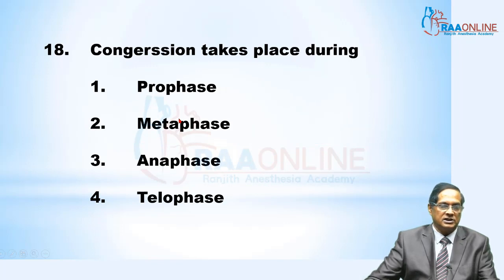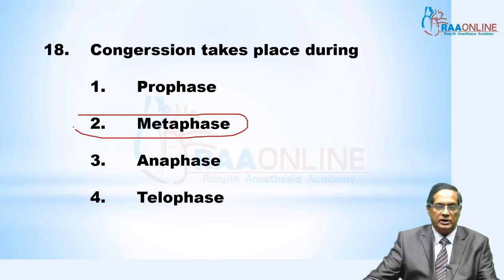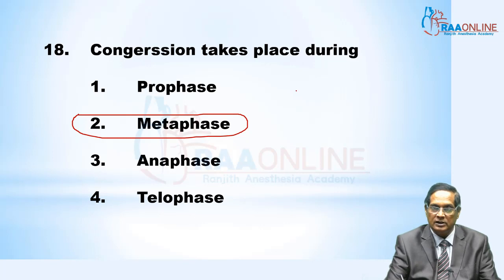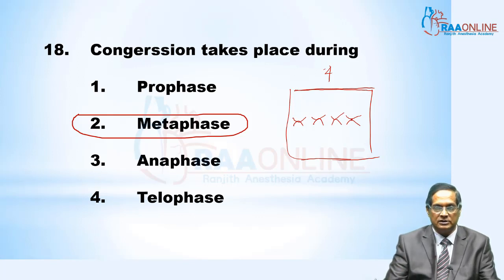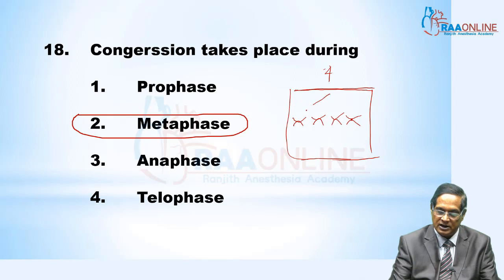Congregation takes place. Congregation, that is equatorial orientation. Answer is metaphase, equatorial orientation of chromosomes. Suppose this is a cell and it has 4 chromosomes. Each chromosome is now arranged at the equator. This is congregation, that is equatorial orientation. And this is a spindle.